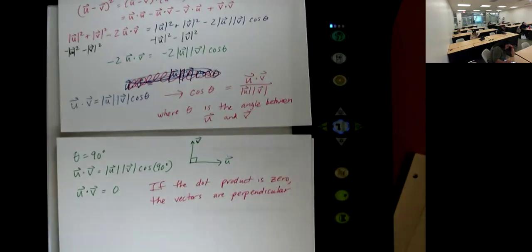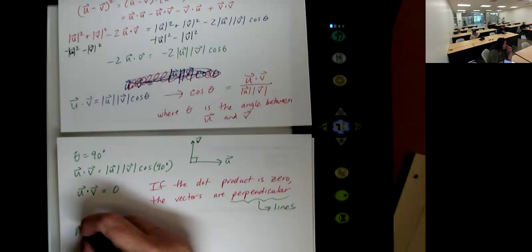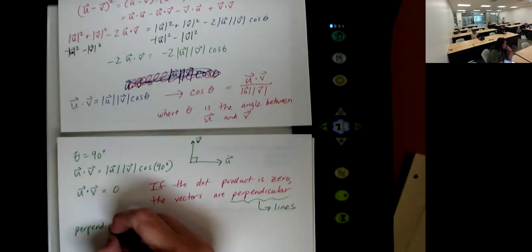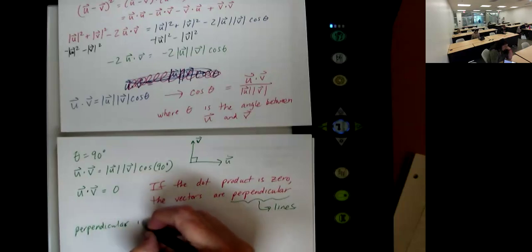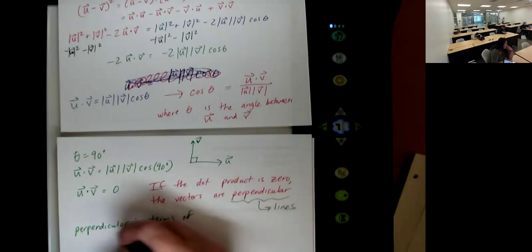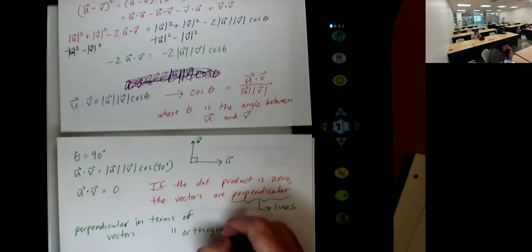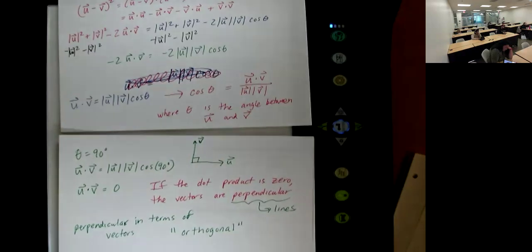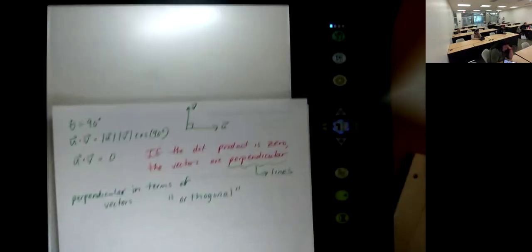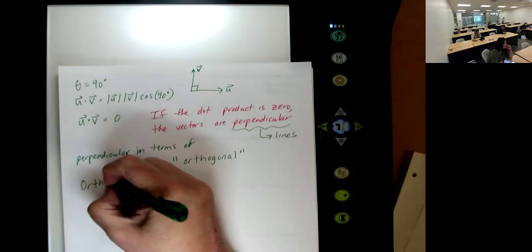And for some reason, they've added a new word to this for vectors. Perpendicular tends to be for just lines. The same concept, perpendicular in terms of vectors, is called orthogonal. So orthogonal vectors cross at 90 degrees.